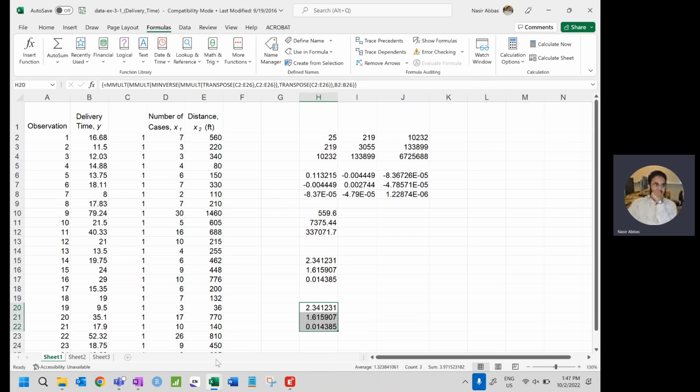So always the K down. Again, the K for beta will be down.